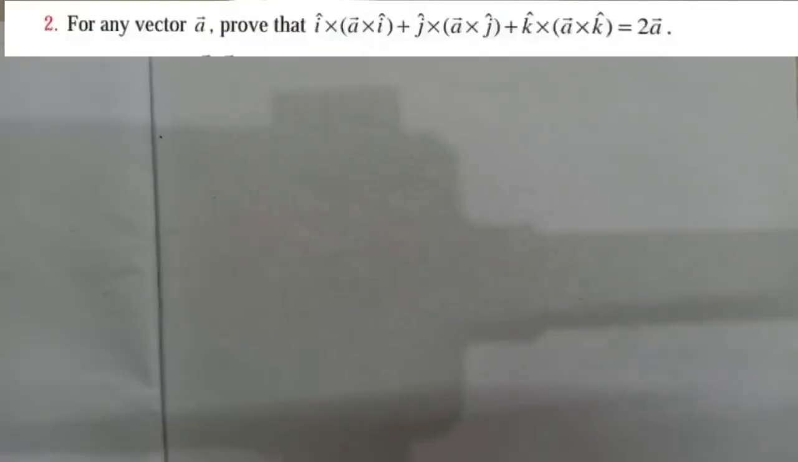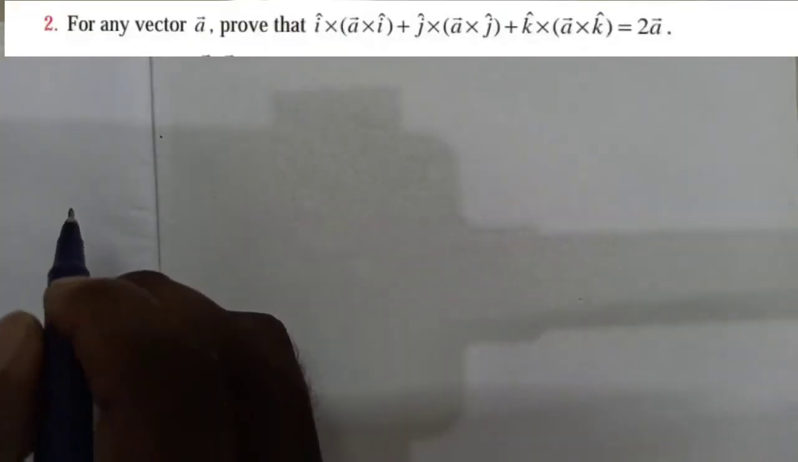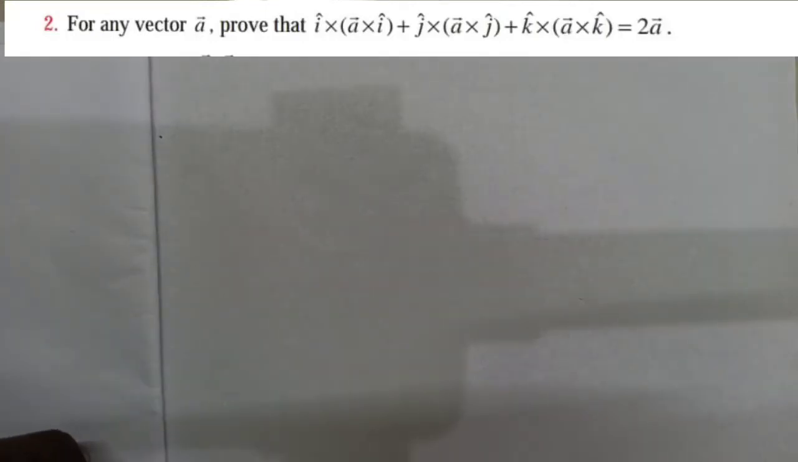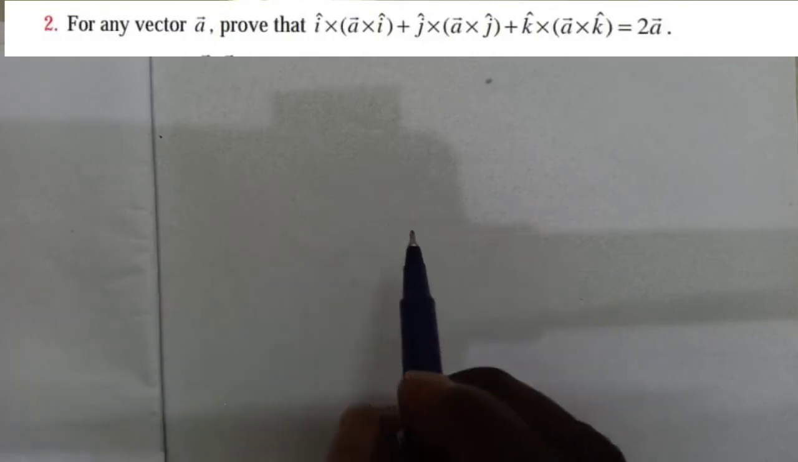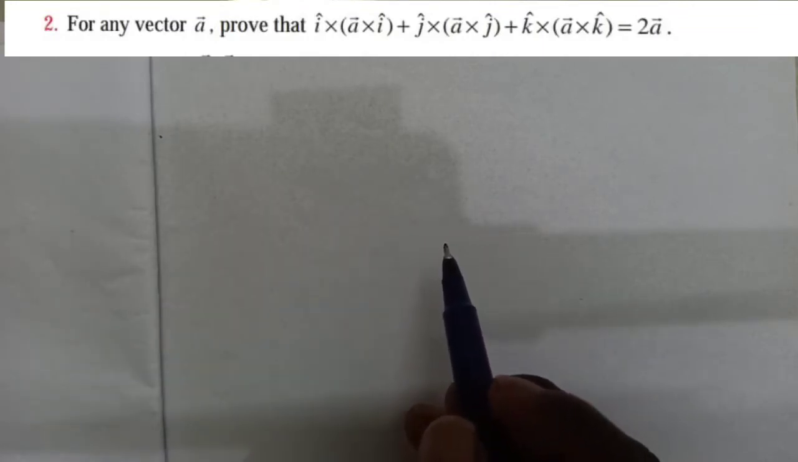Okay, next, this is the second one. The question: for any vector A vector, prove that i cap cross A vector cross i cap plus j cap cross A vector cross j cap plus k cap cross A vector cross k cap is equal to 2A vector.